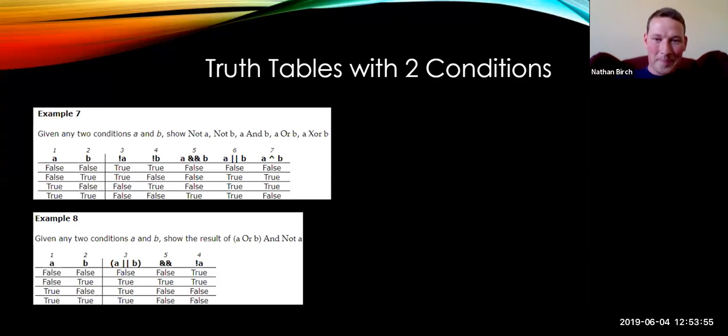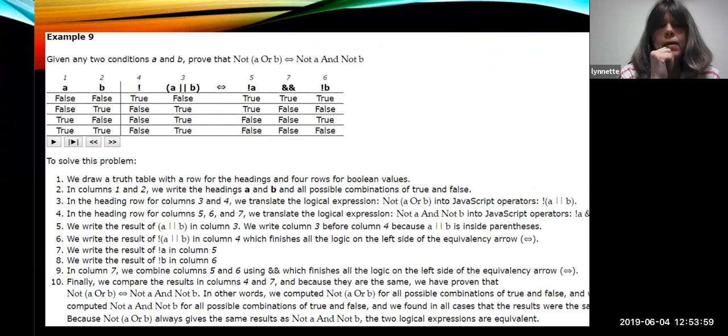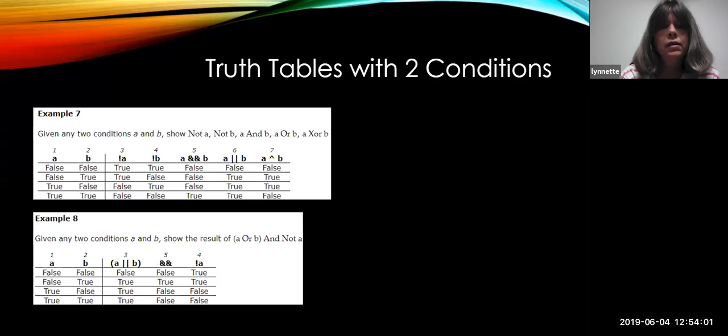I have a question about that. Yeah, go ahead, Lynette. Okay, in the example above, in column 5, it says it's comparing A and B, but in the example below, A and B in column 5 is not there. So it's comparing what happened in column 4.